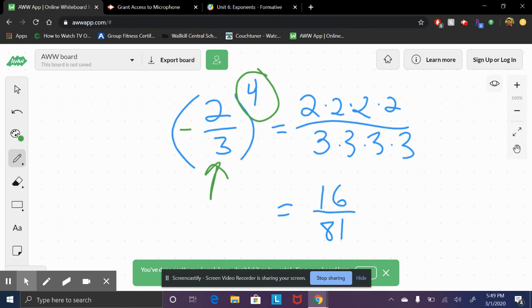So use these rules, play with it, play with also putting the numbers in the calculator and getting used to using the exponent button in your calculator. So work on these problems.